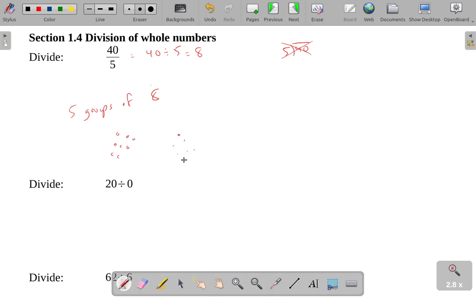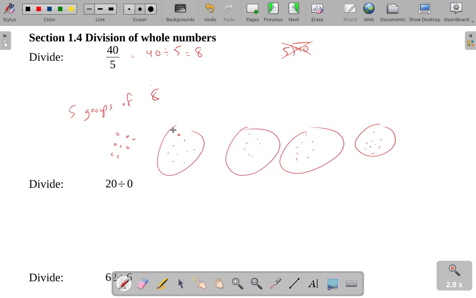Each group has 1, 2, 3, 4, 5, 6, 7, 8 dots, and so on for all 5 groups. So I have 5 groups of 8. In total, if I was to count these up, I gave 8 dots for each of these, there would be a total of 40 here. And so we would say 5 times 8 is 40. This is looking at it from the multiplication perspective.